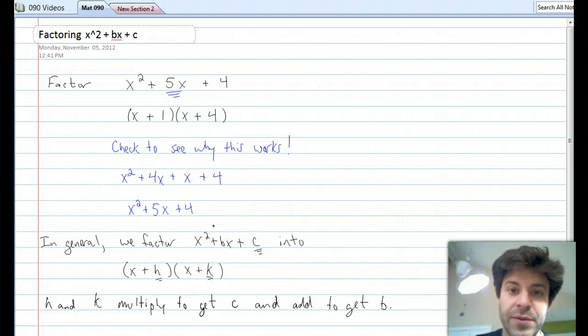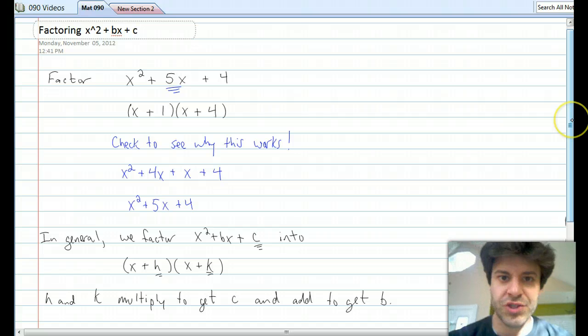So if we look back at our previous example, we factored this trinomial into x plus 1 and x plus 4. Now 1 and 4 multiply to get 4, and 1 plus 4 adds to get 5, that middle term. Let's try another one.